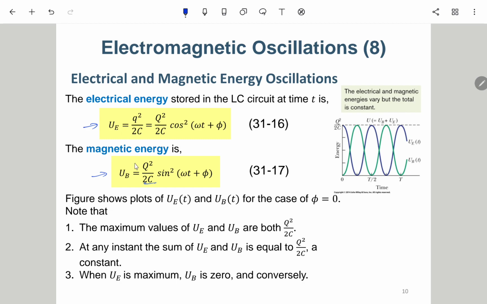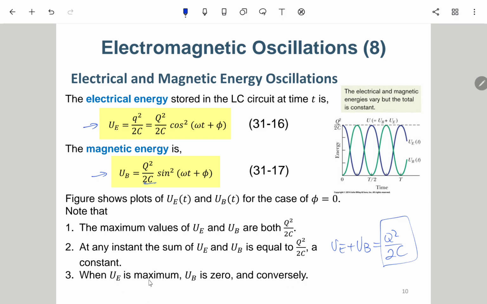UE plus UB, this is the common factor, and the remaining part is cosine square of something plus sine square of something. From high school trigonometry, you know that this is actually 1. So we can quickly find that UE plus UB is Q square over 2C. It's a constant. So it matches what we assumed, the conservation of energy. This is the conserved energy.